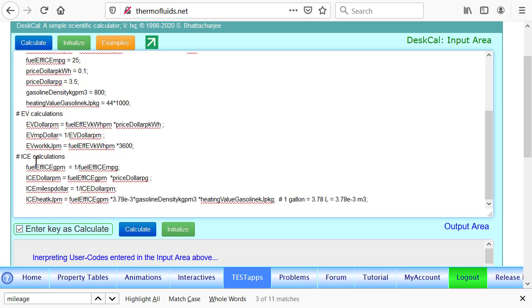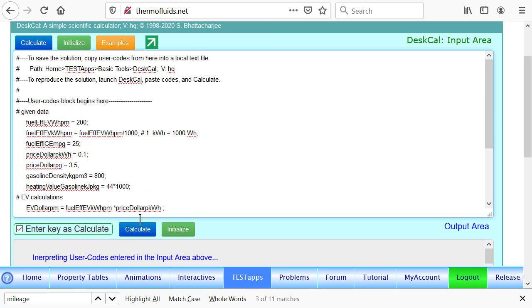And for the ICE calculation, you notice that fuel efficiency in gallon per mile is known. Since we know the price in dollar per gallon, the dollar per mile would be what? Fuel efficiency in gallon per mile times the price of a gallon of fuel. Therefore, for the ICE engine, miles per dollar will be the inverse of that. So if you just hit the calculate button, these variables are calculated.